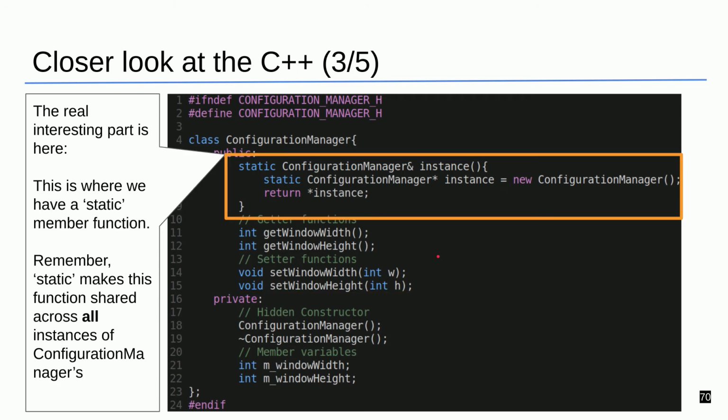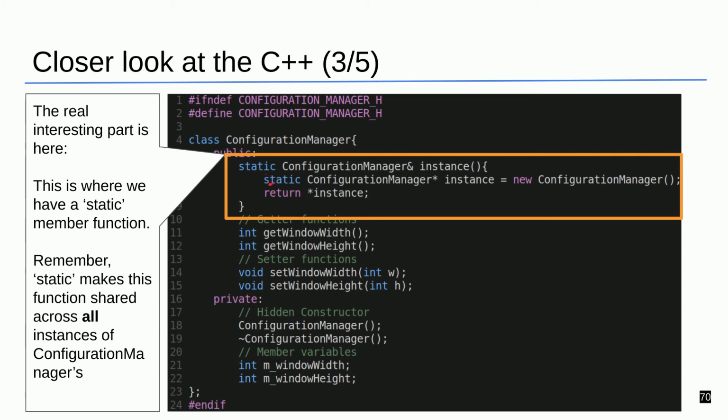And then the real interesting part, the part that comes from the design pattern, is this static member function here. Okay, so static in C++, when we use it in a member function, and this member function's name is instance, makes this accessible to all instances of the class ConfigurationManager. So anytime we create a new ConfigurationManager, this static member function is available to all those instances, whatever data it's acting on.